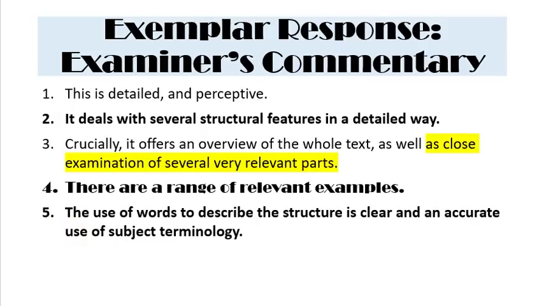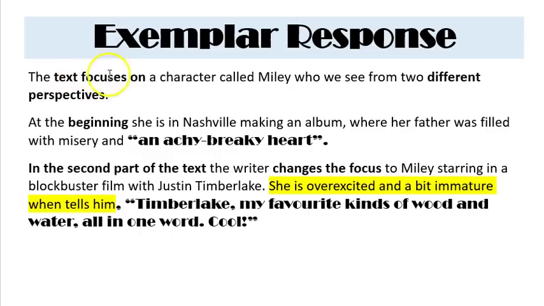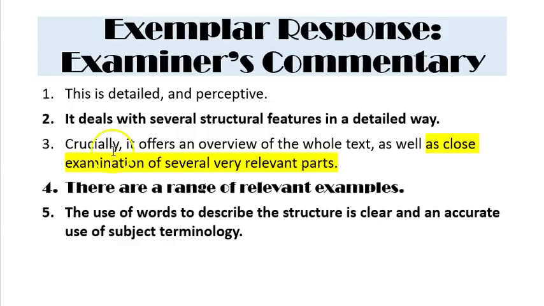Okay, let's launch straight in and see the beginning. The text focuses on a character called Miley, who we see from 2 different perspectives. At the beginning, she is in Nashville making an album where her father was filled with misery and an achy breaky heart. In the second part of the text, the writer changes the focus to Miley starring in a blockbuster film with Justin Timberlake. She is overexcited and a bit immature when she tells him, "Timberlake, my favourite kinds of wood and water, all in one word. Cool." So if we go back to that criteria, you will be able to see from the highlights what I'm looking at.